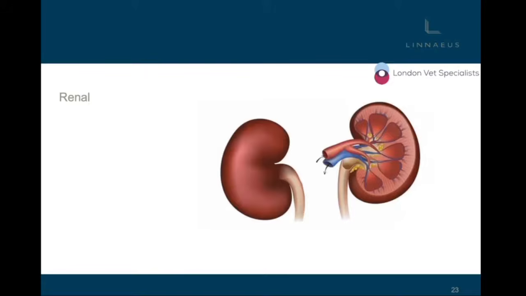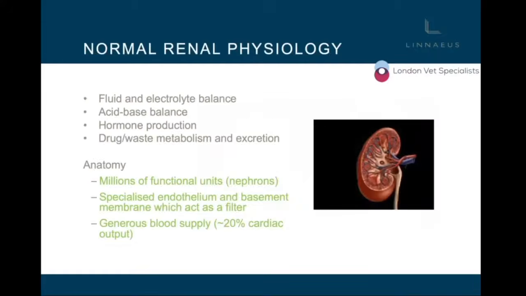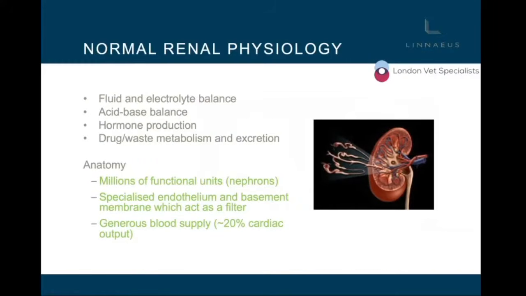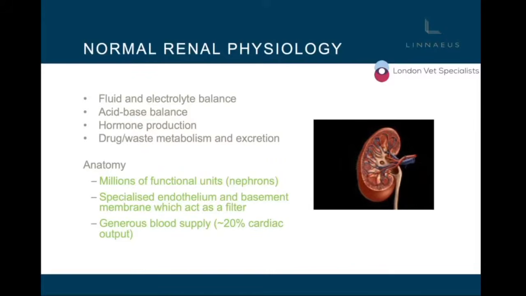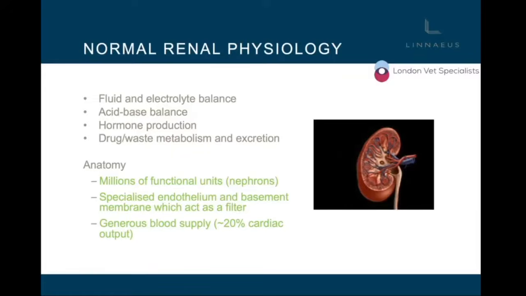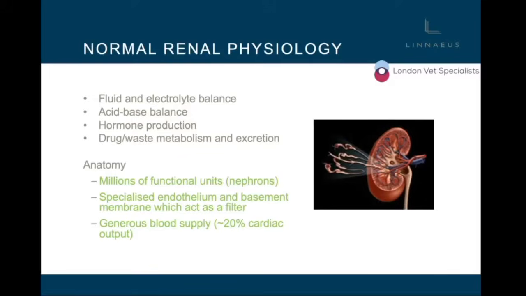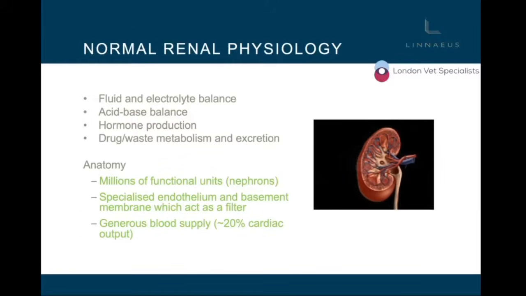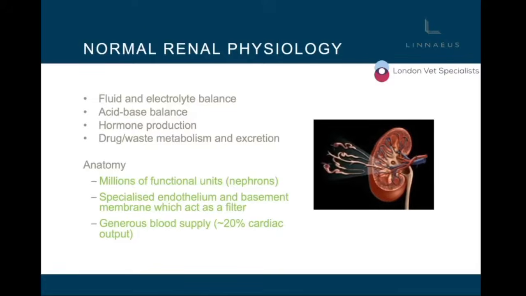Moving on to the renal system. The kidney has many functions in the normal day-to-day life of an animal. Some of those include fluid and electrolyte balance, the maintenance of a steady acid-base balance, it produces hormones such as erythropoietin, which is important for red blood cell production, and also it is involved in the metabolism and excretion of many drugs.